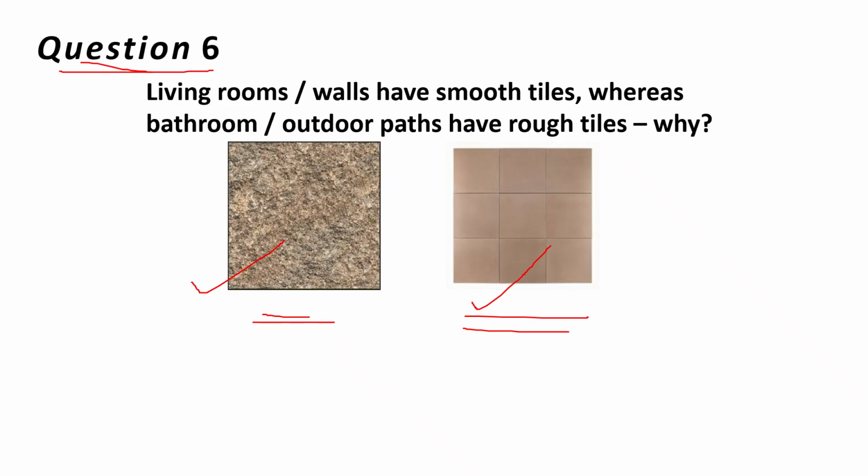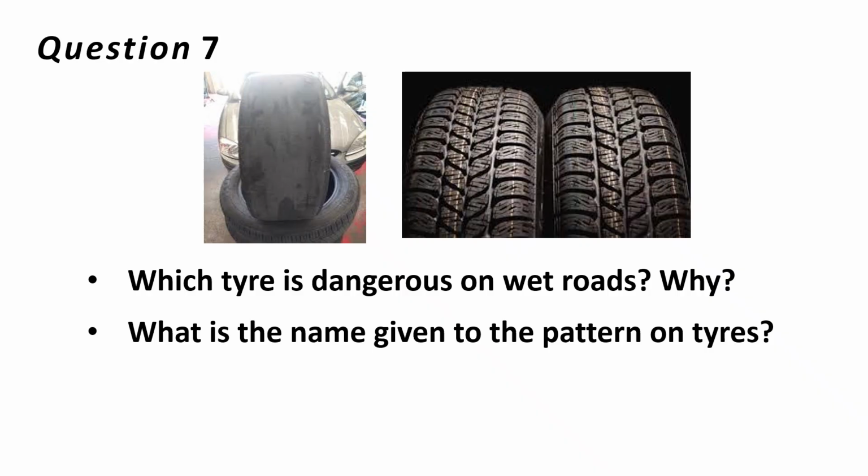Now question number 7. Always write the question number 7. Now, you have seen tires in picture 1 and picture 2. This is picture 1, this is picture 2. So, which tire is dangerous on wet roads and why? Picture 1 or picture 2, which tire is dangerous on wet roads, with reason?